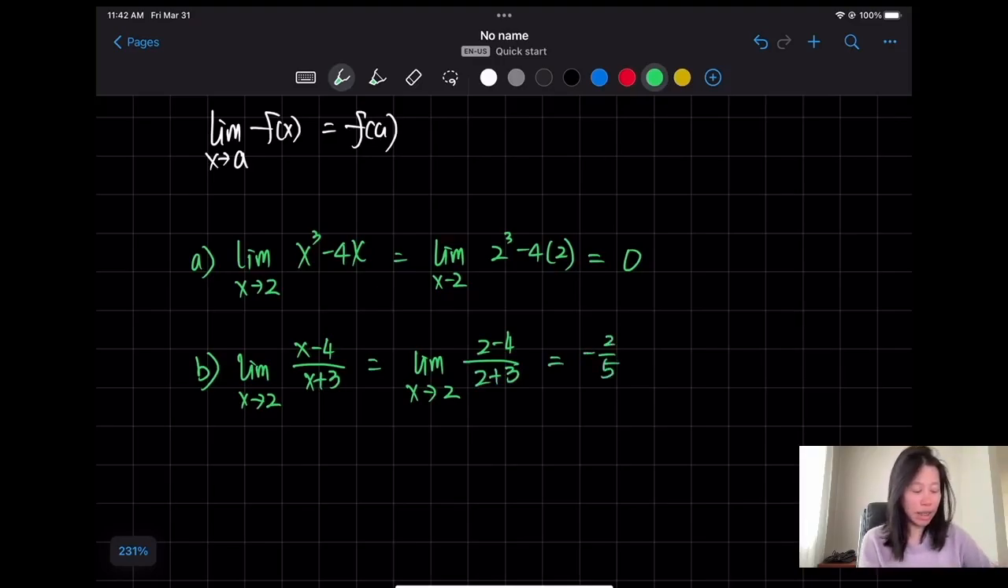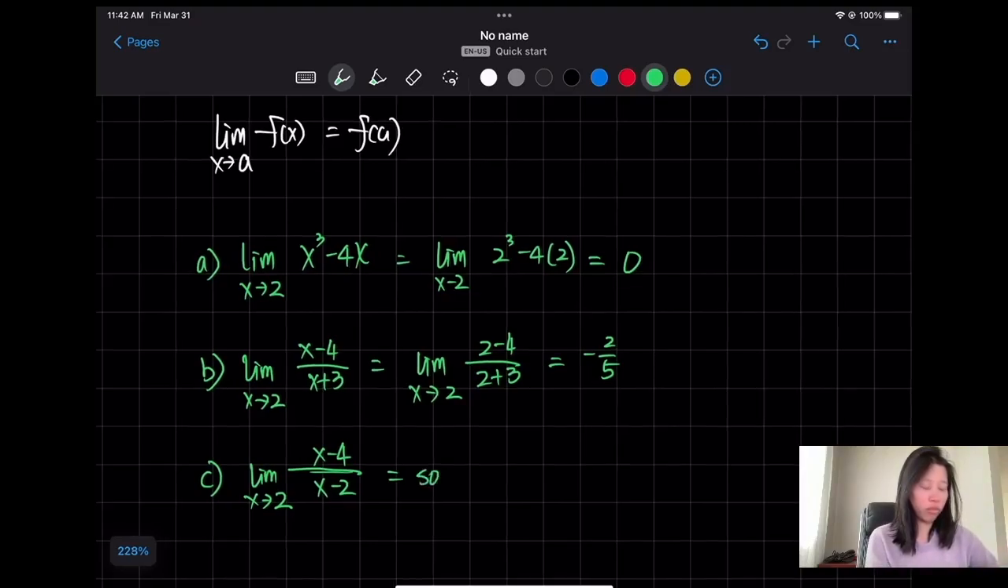Okay, a last example would be the limit as x approaches 2 of (x minus 4) over (x minus 2). You need to be careful here because the function is not defined at x equals 2. If it's not defined, that means it's not continuous at x equals 2, so we cannot use direct substitution.